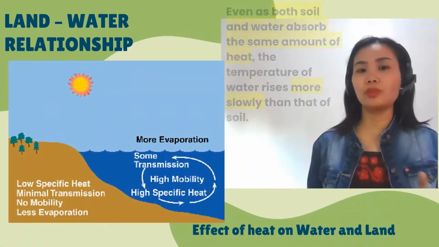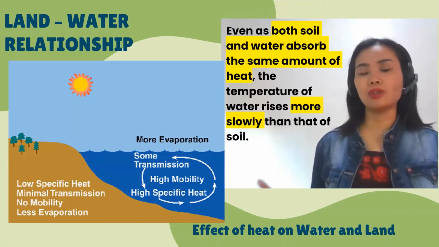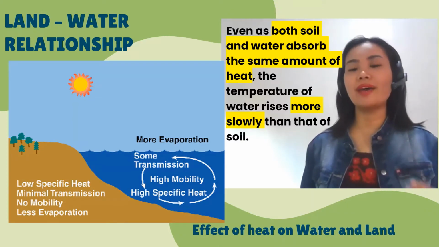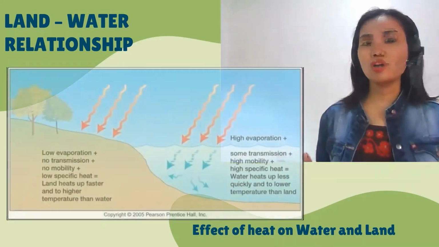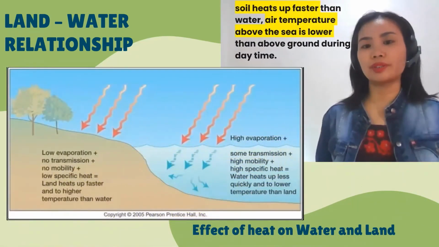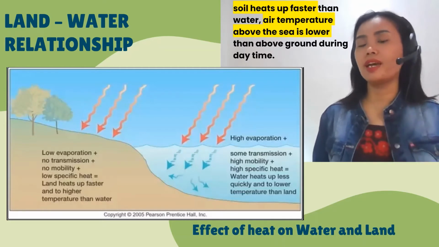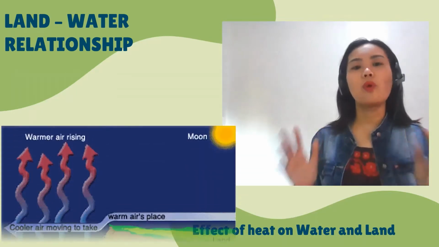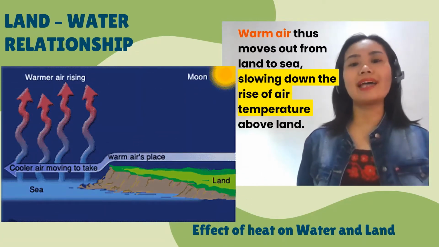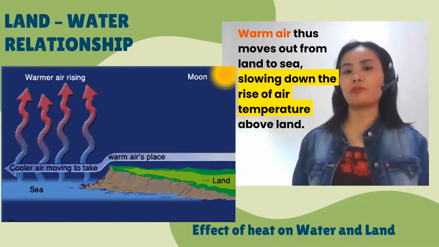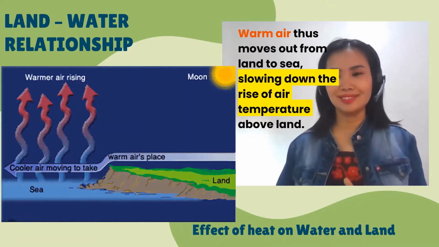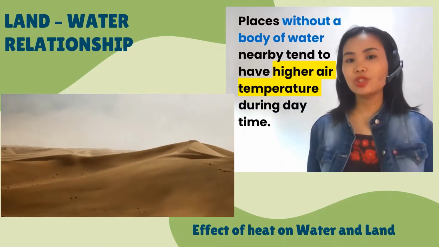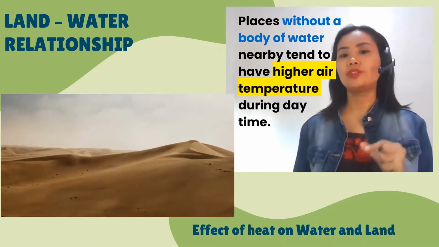Even as both soil and water absorb the same amount of heat, the temperature of water rises more slowly than that of soil. Because soil heats up faster than water, air temperature above the sea is lower than above ground during daytime. And warm air thus moves out from land to sea, slowing down the rise of air temperature above land. Thus, places without a body of water nearby tend to have higher air temperature during daytime.